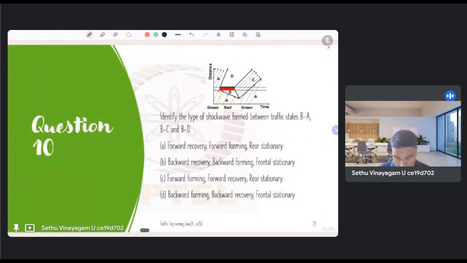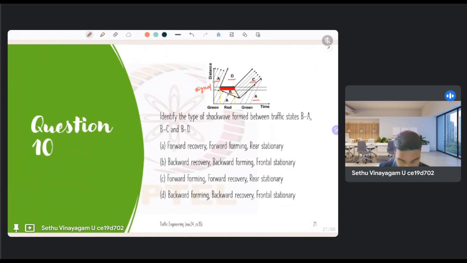The next question, number 10. Here we are given a shockwave diagram. We have different traffic states that are interacting with each other: traffic states A, D, C, A, and B. This is a signalized intersection, and we have a traffic signal here.